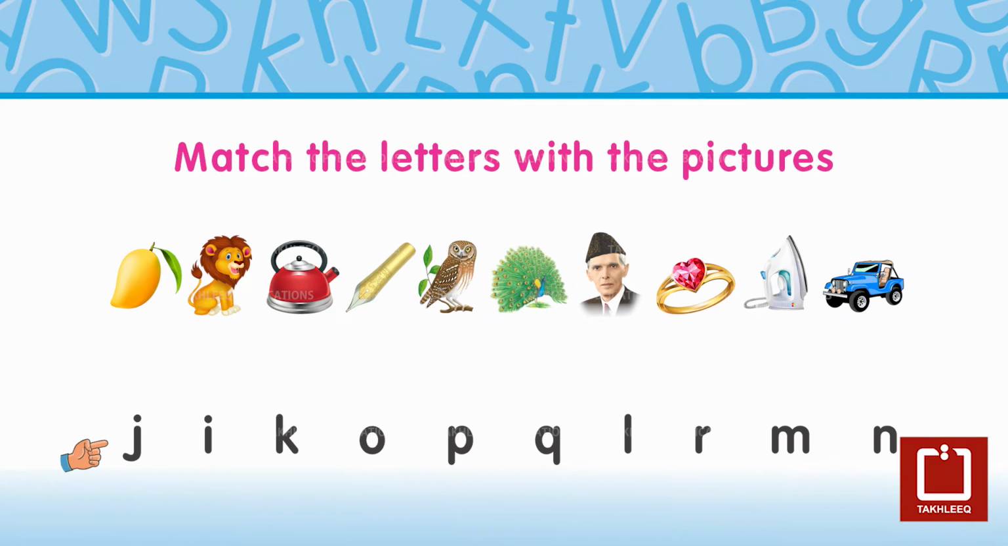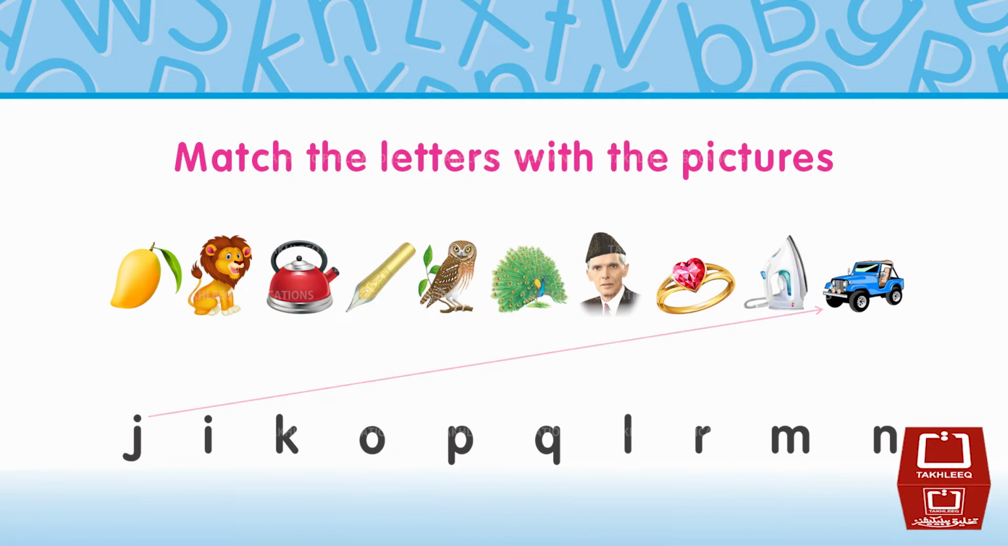J stands for Jeep. Now we search the picture of a Jeep. Mango, lion, cattle, nib, owl, peacock, Qaida-e-Azam, ring, iron, Jeep. Yes, this is the picture of a Jeep. So we match J with the picture of a Jeep.